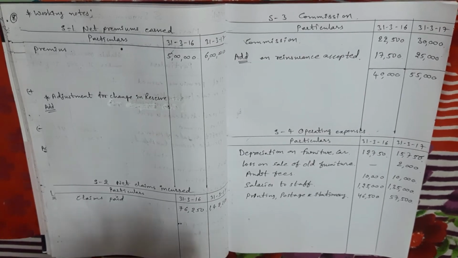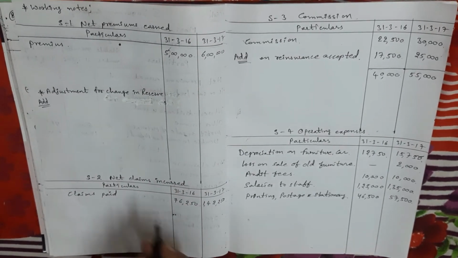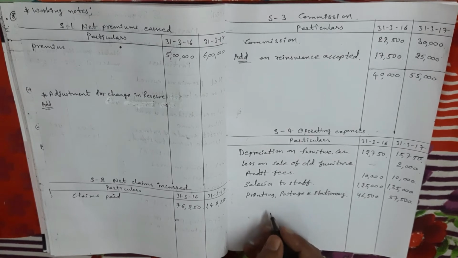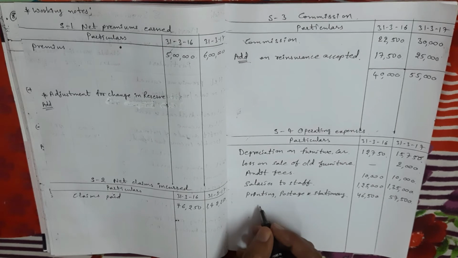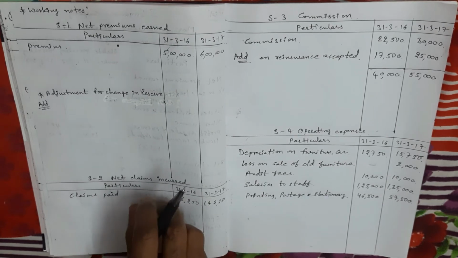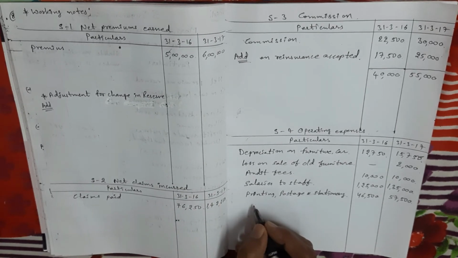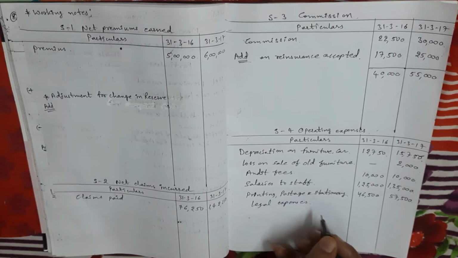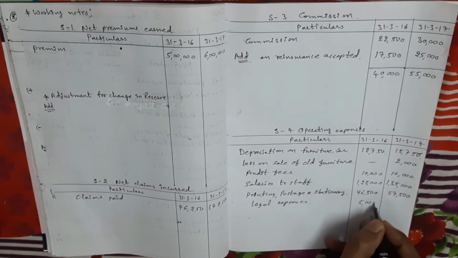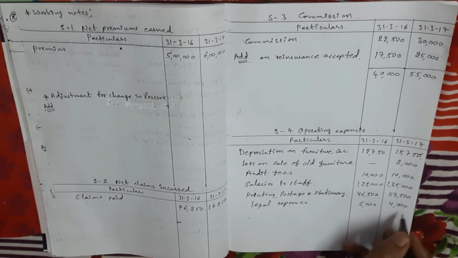Next, legal expenses not relating to claims. Suppose they relate to claims, we take them in the claim schedule. Here it is clearly mentioned not relating to claims. Suppose nothing is mentioned, we also take them in schedule number 4 only. Only if relating to claims is mentioned do we take them in the net claim schedule; otherwise schedule number 4. Legal expenses: last year's balance 5,000 and present year's amount 4,000.